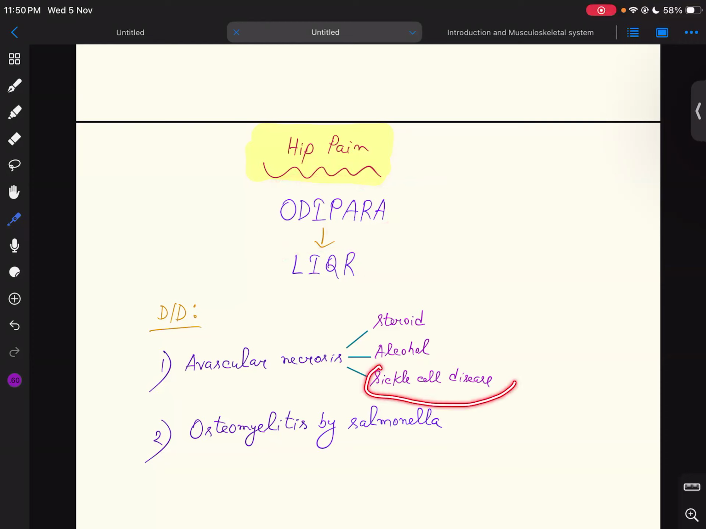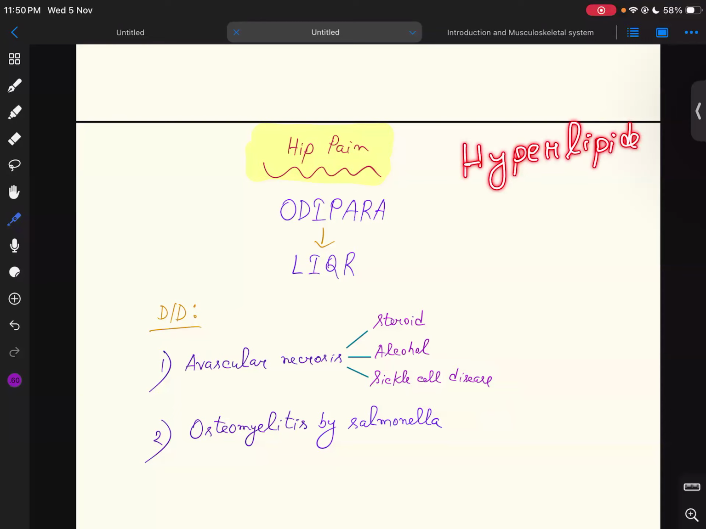Sickle cell crisis does not come in India and Bangladesh. It is a case for the Middle East. So regarding hyperlipidemia, it can cause avascular necrosis, but I can guarantee you 100% hyperlipidemia will never be given as a case of avascular necrosis in the PACES exam. This is my guarantee.